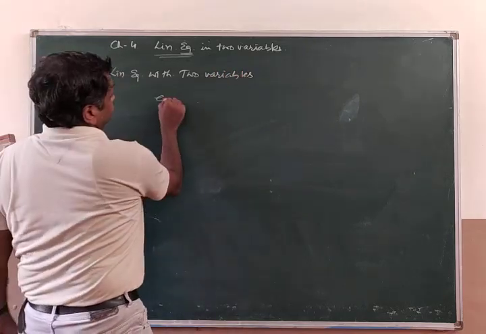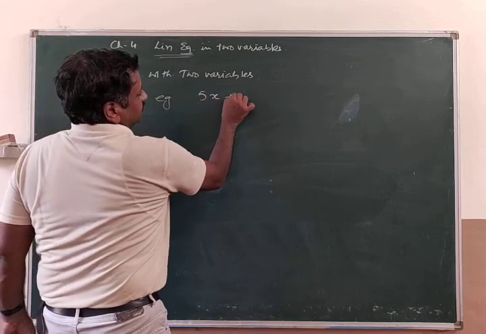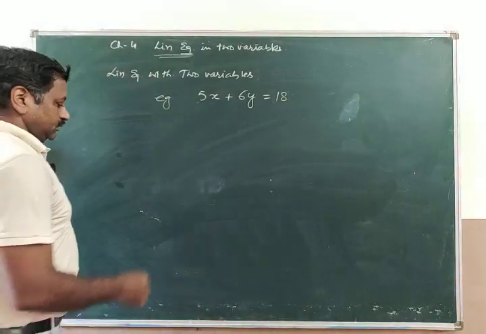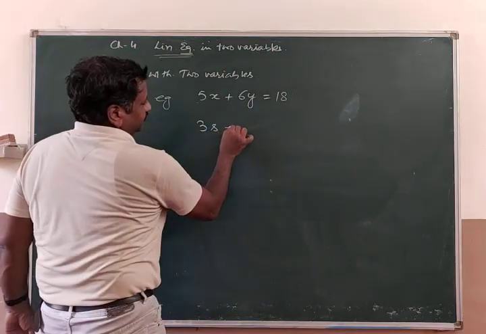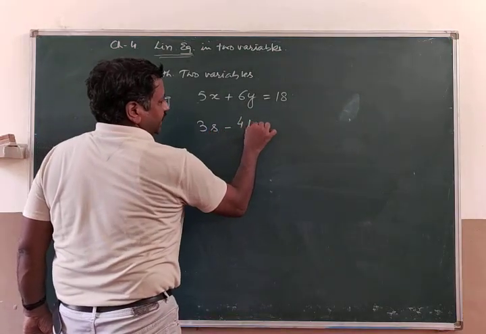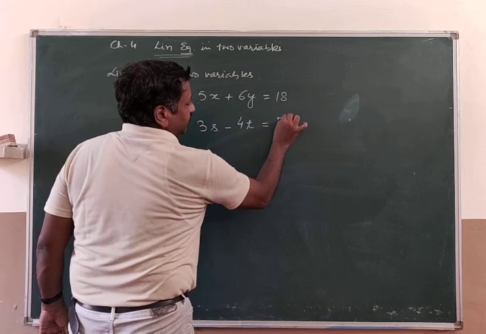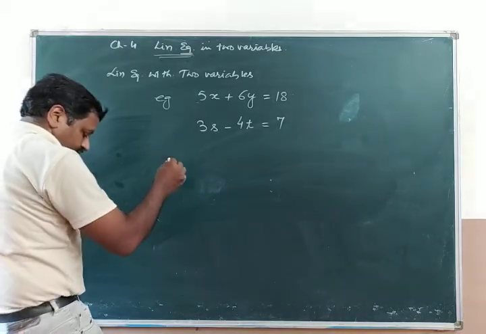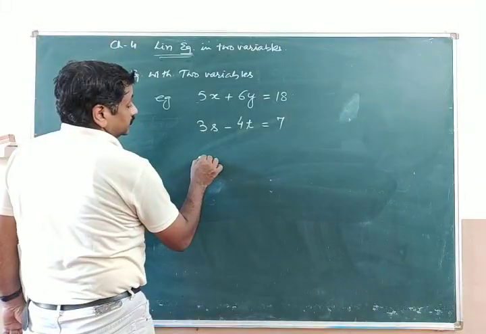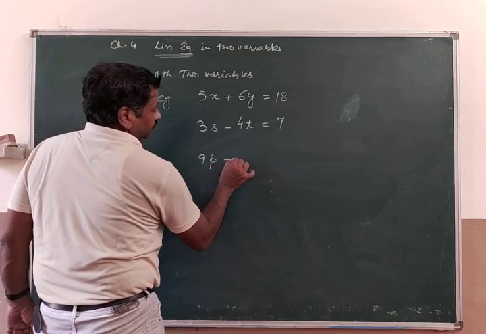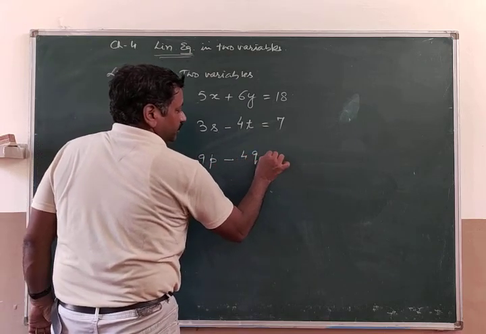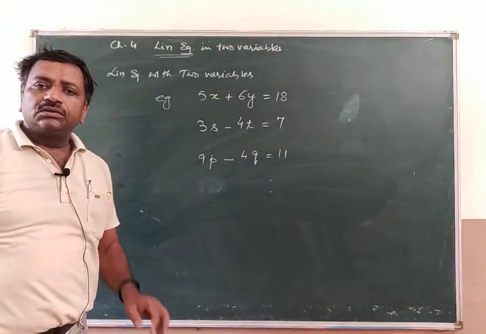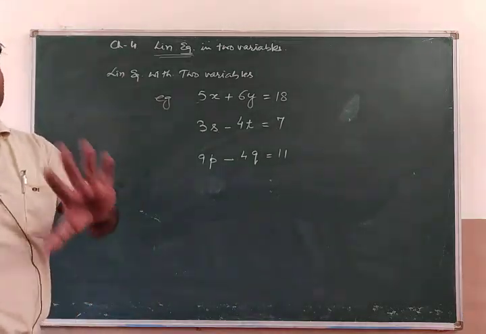For example, 5x plus 6y equal to 18. 3s minus 4t equal to 7. We are using two variables, s and t. Similarly, 9p minus 4q equal to 11. So these are the examples of linear equation with two variables.